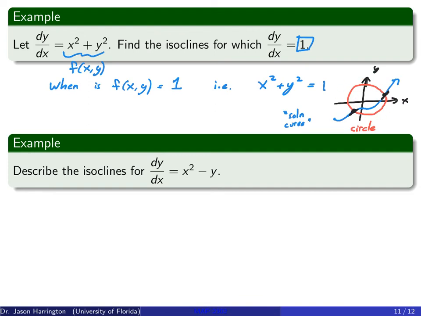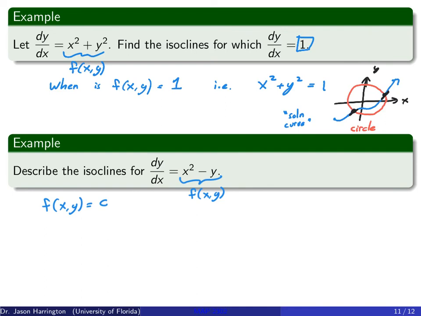So let's try this again. For this example, I have dy over dx is equal to x squared minus y. Now in this case, again, just like before, I'm going to say f of x comma y is going to be the right-hand side. But now instead of just equaling 1, I'm just going to say let that be a constant. So I want to figure out what happens when you have f of x comma y is equal to a constant.